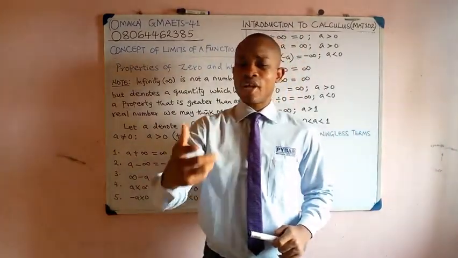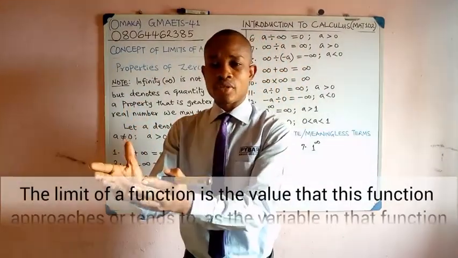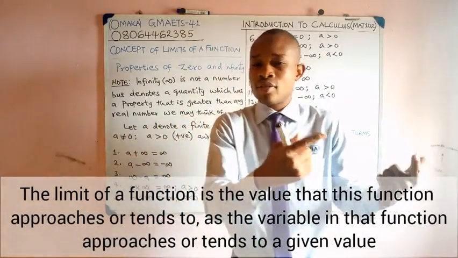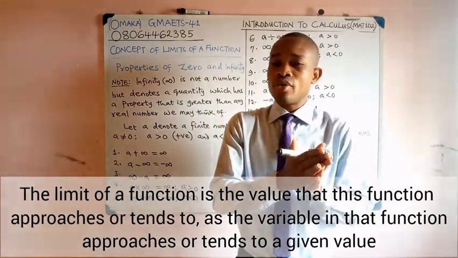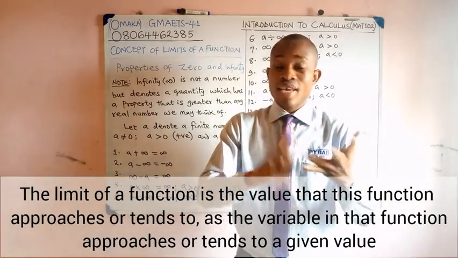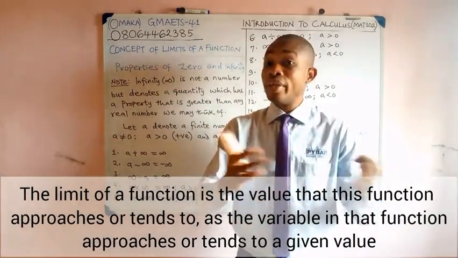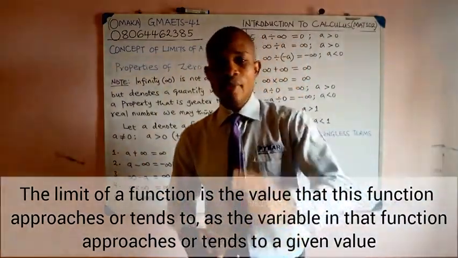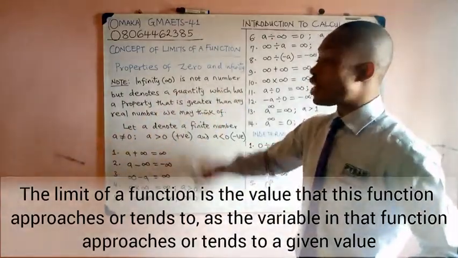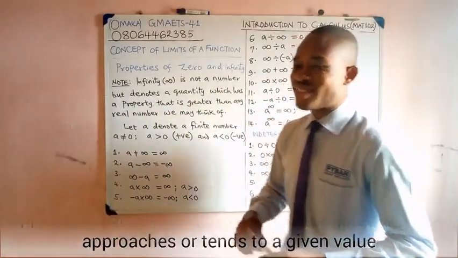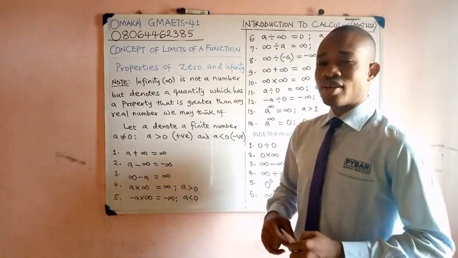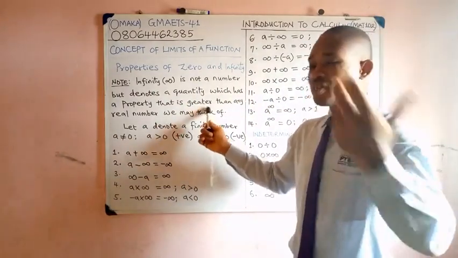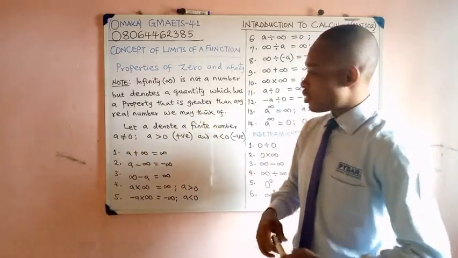It's simply the value to which that function approaches when the variable in that function approaches or tends to a given value. Now that value it tends to can either be a constant, can be infinity, or it can be an expression that contains a variable as well. Now I mentioned infinity, please. It's important for you to know that infinity is not a number. It's not a real number. It's a quantity whose property is far greater than any real number you might think about.